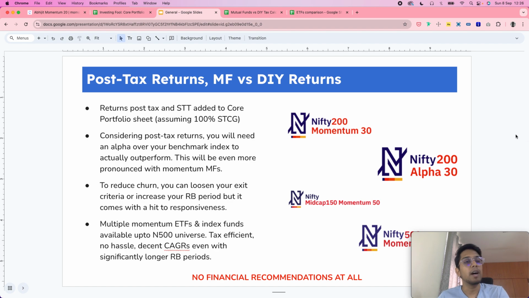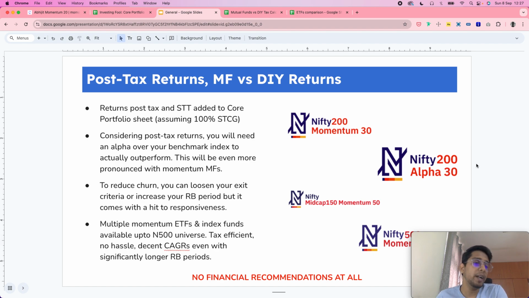The other con is that if you want to play in a universe bigger than Nifty 500, right? Currently we are doing this portfolio construction on the Nifty 500 universe. If you want to go beyond that, to the top 1000 stocks or maybe all stocks of NSE, then you do not have any options in momentum funds or ETFs. So then you would have to go DIY only.